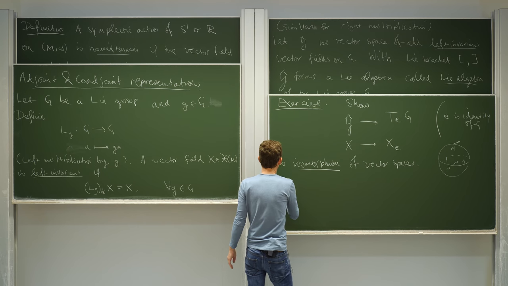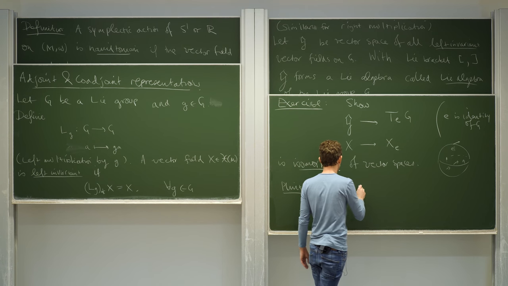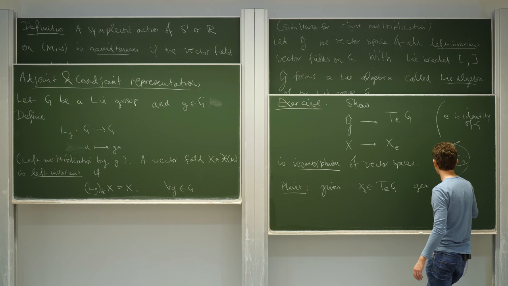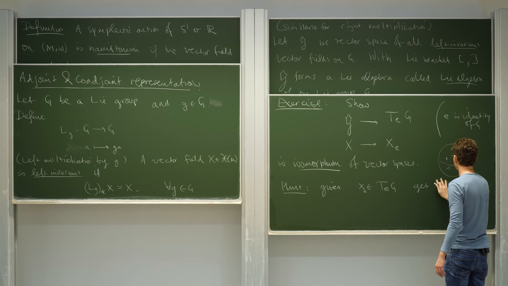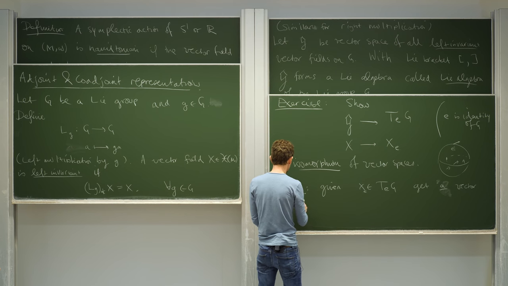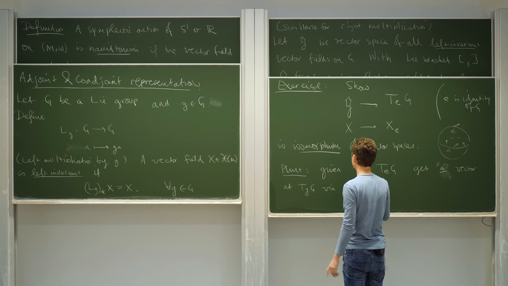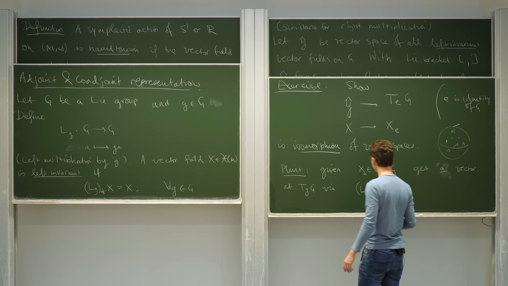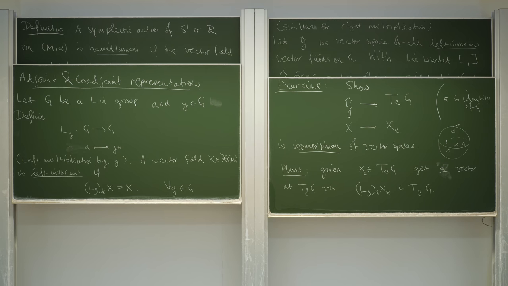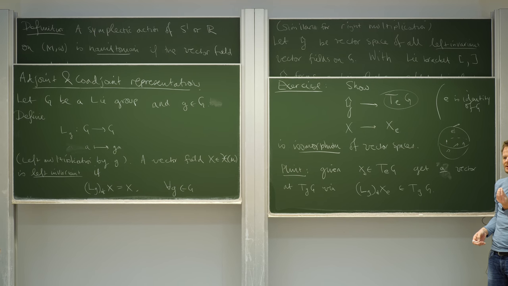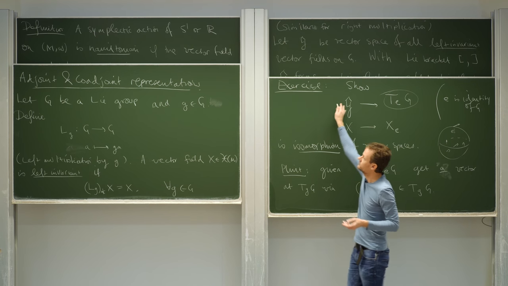So given some vector X_e in T_eG, the tangent space at the identity, you can define a vector field on the whole group just via left multiplication. That'll give you a vector in the tangent space at the point g. So given some very local data, so this data is just super local, right? You only have to worry about one point on the whole Lie group and one vector space tangent to it. You can get this vector space of global things, of left invariant vector fields.